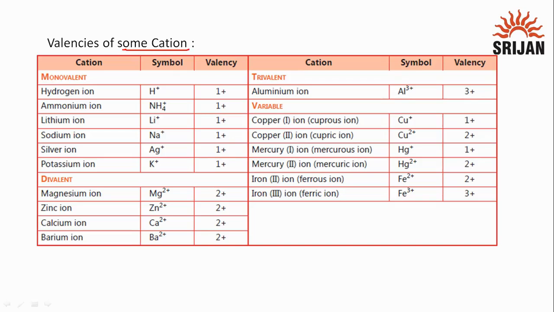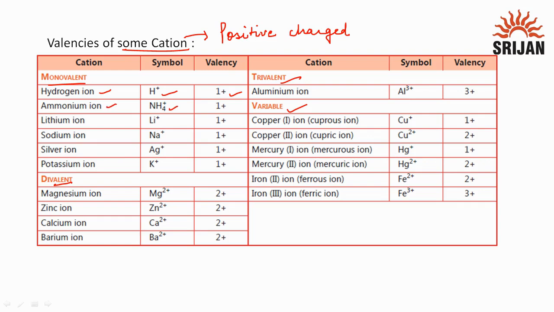Valencies of some cations. We know that cations contain positively charged particles. The cations may be monovalent, divalent, trivalent, or have variable valencies. For the monovalent, an example is the hydrogen ion, H+, so it has 1+ valency. Ammonium ion, NH4+, has only one positive charge, so that will be its valency.